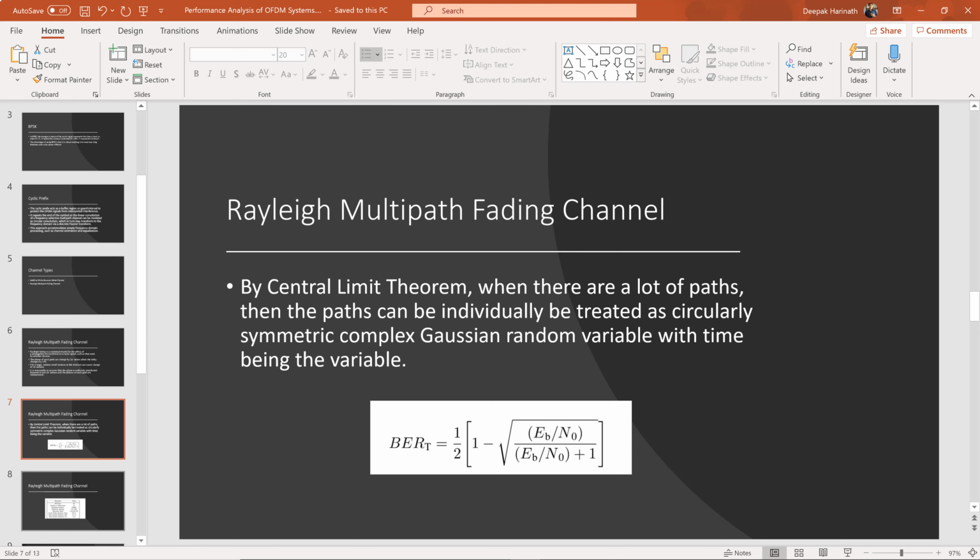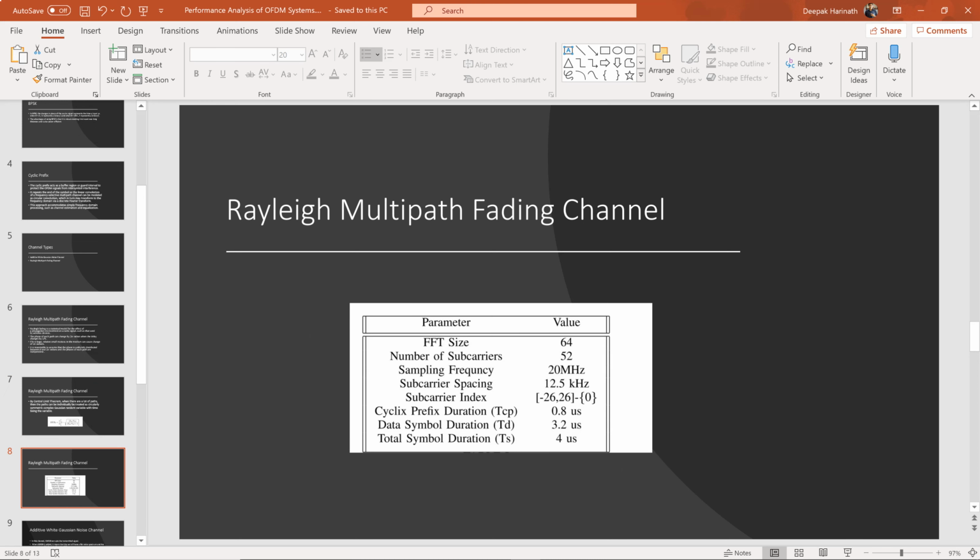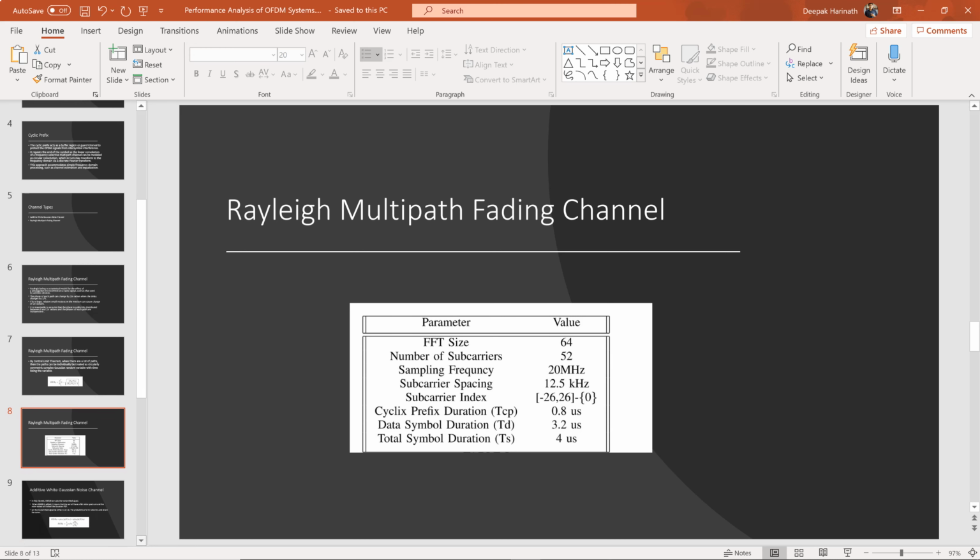So, in order to simulate this Rayleigh multipath fading channel, we have used the IEEE standards, and hence the FFT size for the OFDM is 64. The number of subcarriers is 52. Sampling frequency is 20 MHz, and so on and so forth. The cyclic prefix duration is 0.8 microseconds, and the total symbol duration is 4 microseconds. These are all the IEEE specifications for an OFDM system.